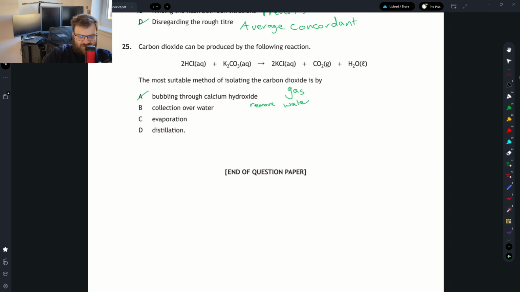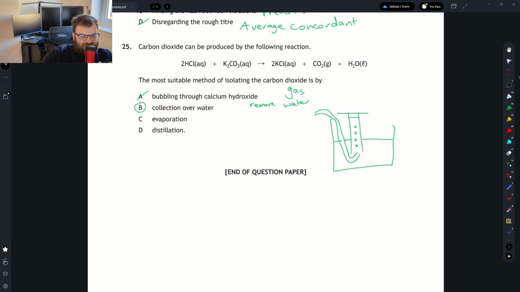Not that one. Collection over water, that's the one where you would take your measuring cylinder that's filled up with water. You'd place it in some kind of container which has a little delivery tube coming in from your reaction. Then it would bubble up and collect the gas from that one. That one would work out there.